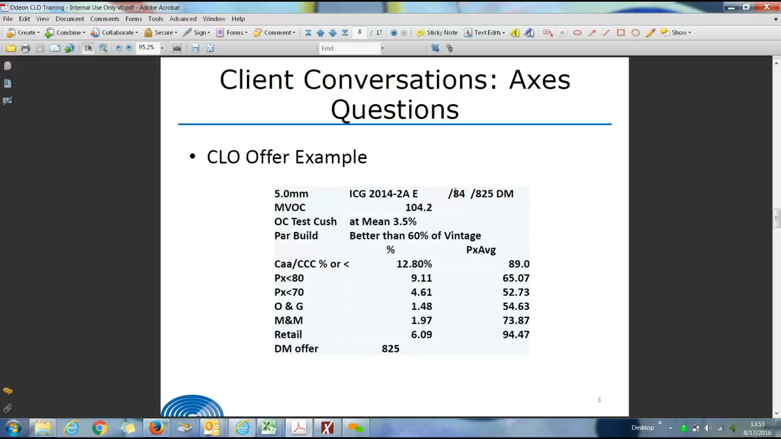The offer price is 84, and since these things are LIBOR plus something, the way you talk about price is by DM, which is discount margin. What discount margin is, it's kind of like saying yield. But the idea is you hold LIBOR constant, and then you just vary the spread or the discount margin. So this really means you're getting LIBOR 3 months plus 825 if you bought this bond at this price, okay?